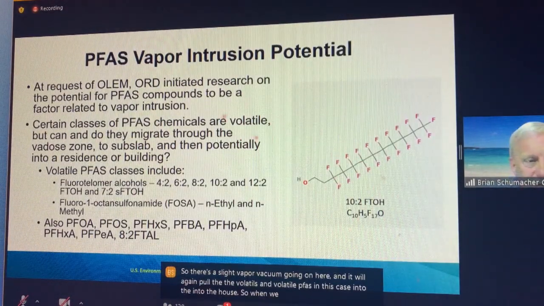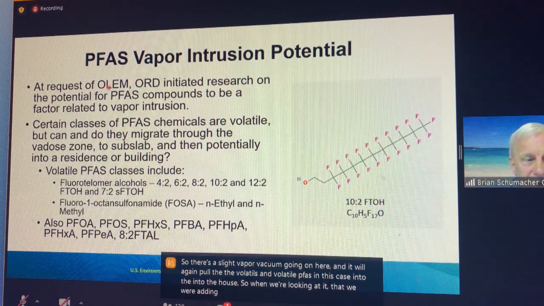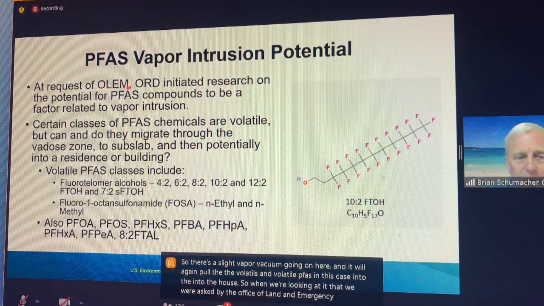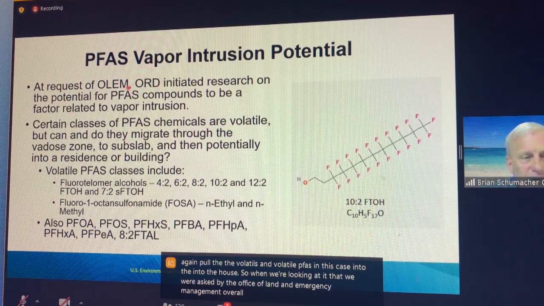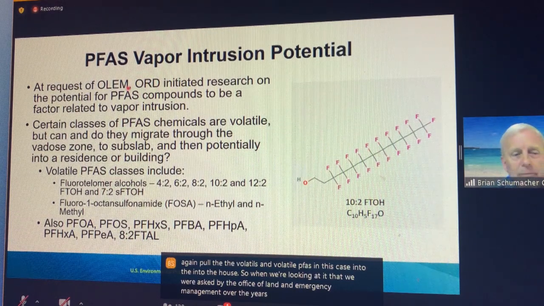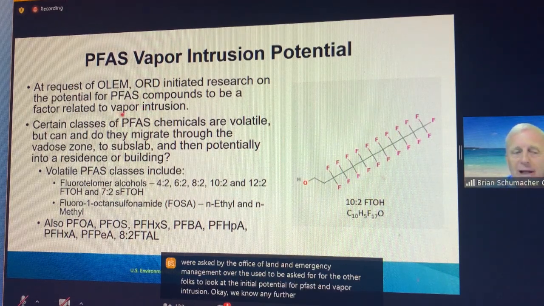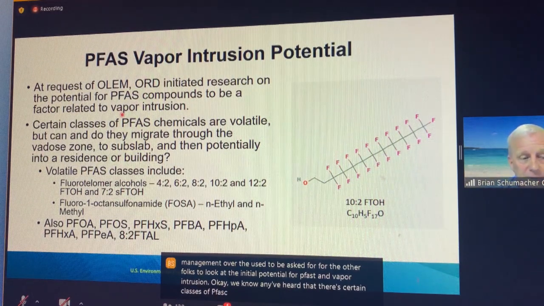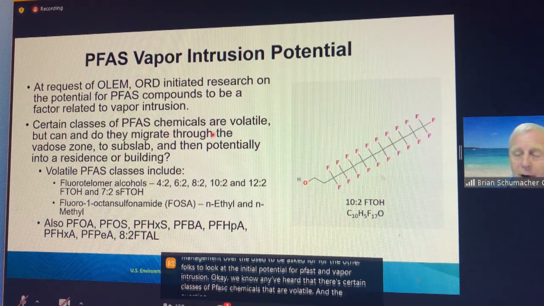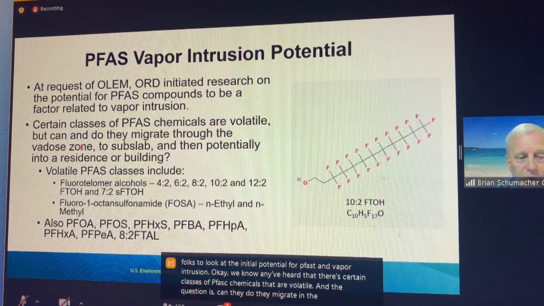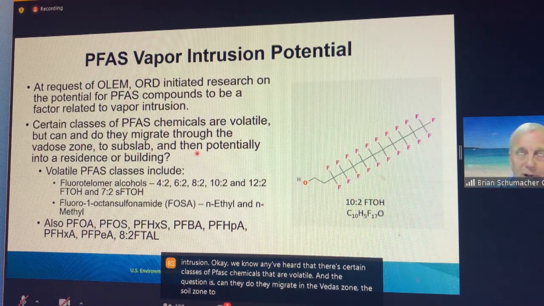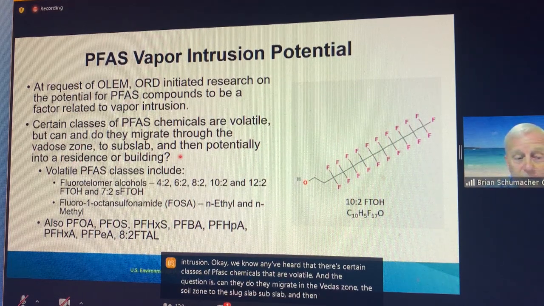So when we're looking at it, we were asked by the Office of Land and Emergency Management, OLEM, which used to be OSWER for the other folks, to look at the initial potential for PFAS in vapor intrusion. We know, and you've heard, that there are certain classes of PFAS chemicals that are volatile, and the question is, can they and do they migrate in the vadose zone, the soil zone, to the subslab, and eventually into the residence or the building?